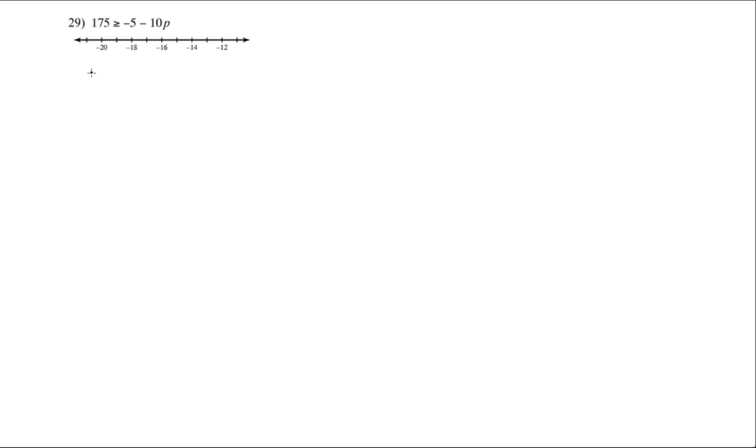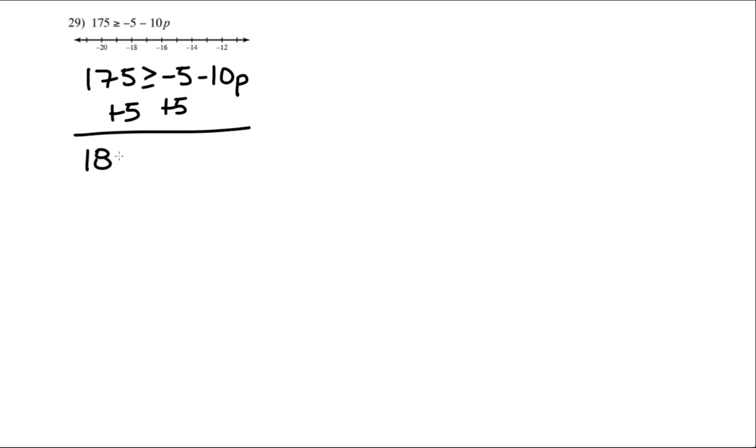29 is an inequality. 175 is greater than or equal to negative 5 minus 10p. Well, just like an equation, I'm trying to isolate my p, so I'm first going to isolate the negative 10p. To do that, I'm going to add 5, and if I add 5 to one side, I have to do it to both. So I have 180 is greater than or equal to negative 10p.